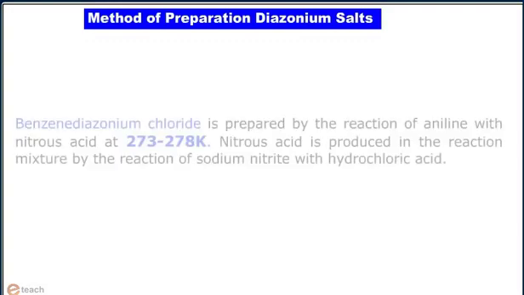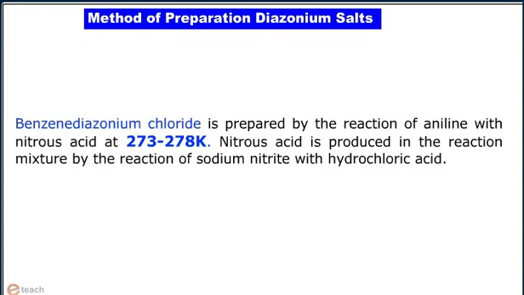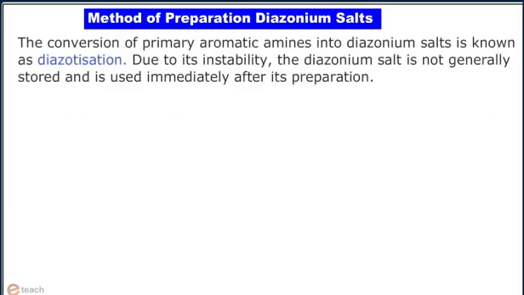Method of preparation of diazonium salts. Benzene diazonium chloride is prepared by the reaction of aniline with nitrous acid at 273 to 278 Kelvin. Nitrous acid is produced in the reaction mixture by the reaction of sodium nitrite with hydrochloric acid. The conversion of primary aromatic amines into diazonium salts is known as diazotization. Due to its instability, the diazonium salt is not generally stored and is used immediately after preparation.